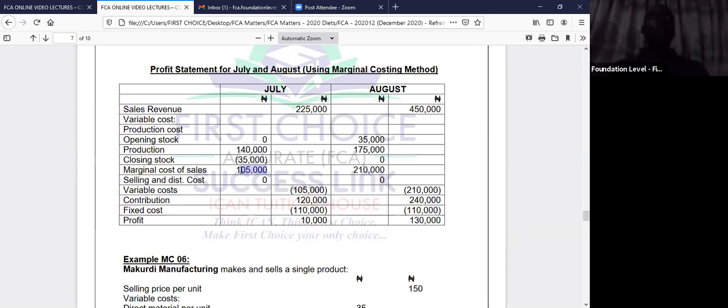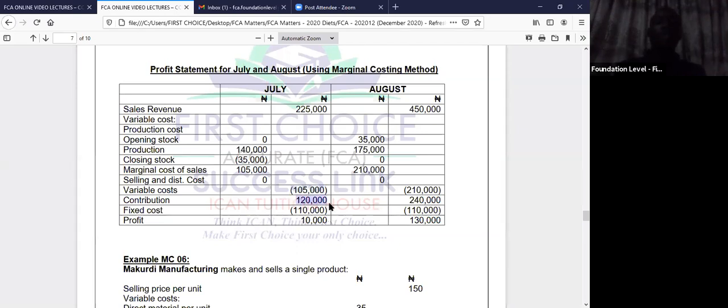So you have your marginal cost of sales. Your marginal cost of sales here is 105,000. Now you have no selling and distribution costs, so we put 0. Normally, I'm not supposed to show this, but just for the sake of giving you a format, now it becomes 105. Your total variable cost is now 105. When you deduct 105 from 225, you have 120 as your contribution.